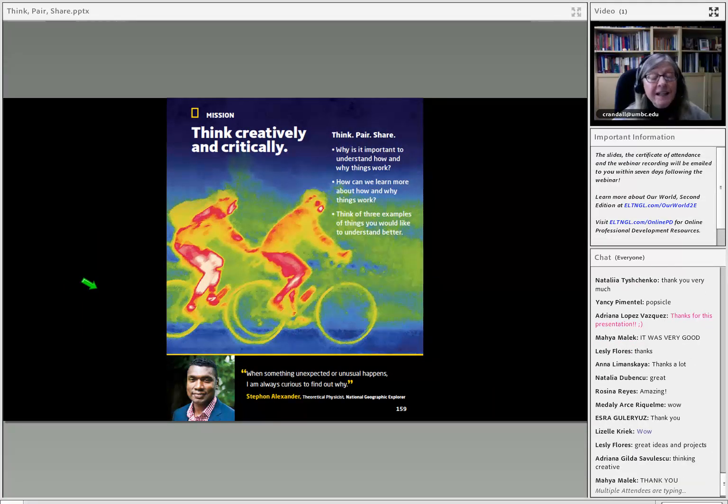So here's exactly a think, pair, share with these examples. What are some things you'd like to understand better, and how can we learn to be able to do better?